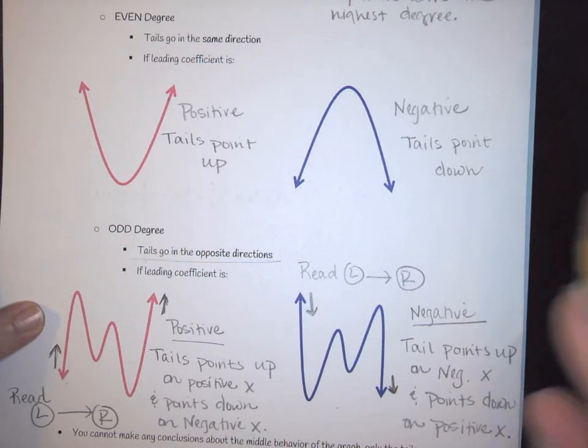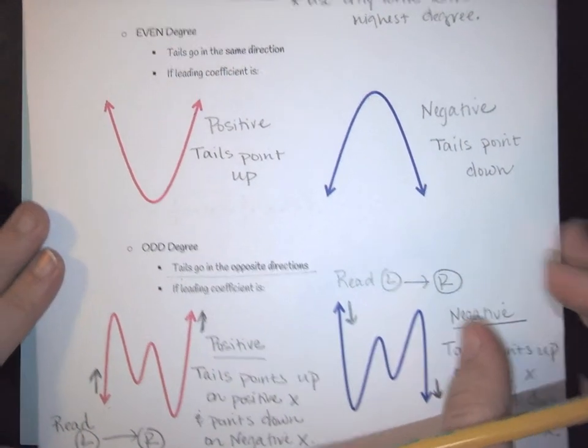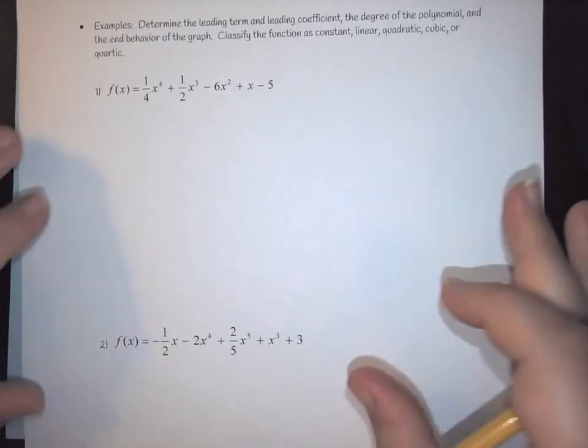And then what is that leading term doing? Is that leading term positive or negative? And therefore, what should that graph look like? Okay. So here let's look at a couple examples just so you could see how this would work.